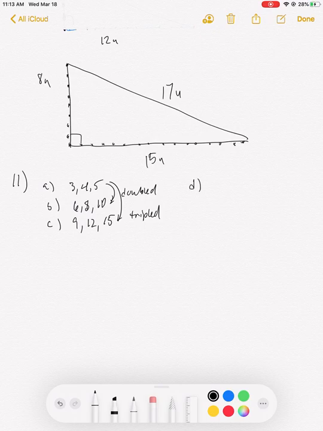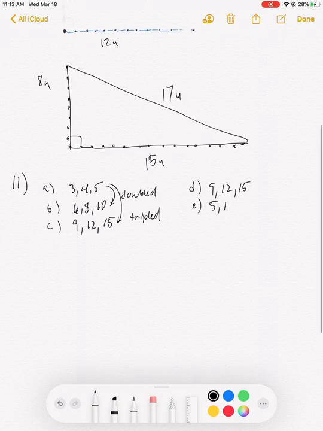Other ones are 9, 12, 15, 5, 12, 13. We have an 8, 15, 17. And other variations of those where they're doubled or tripled. So those are Pythagorean triples.